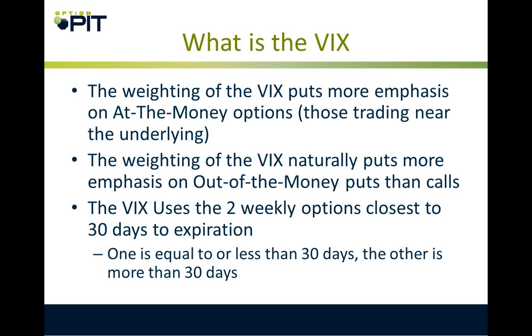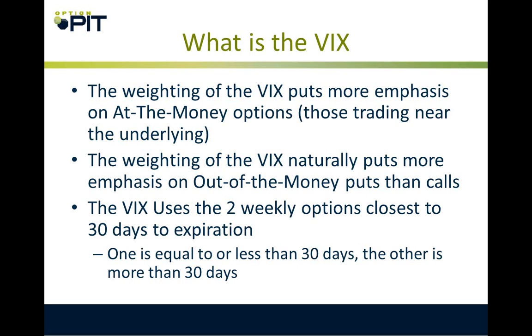The weighting of the VIX puts more emphasis on at-the-money options than those trading away from the underlying. So the S&P closed at 20.5. That is where the strike is going to have the strongest effect on the VIX, the volatility there.